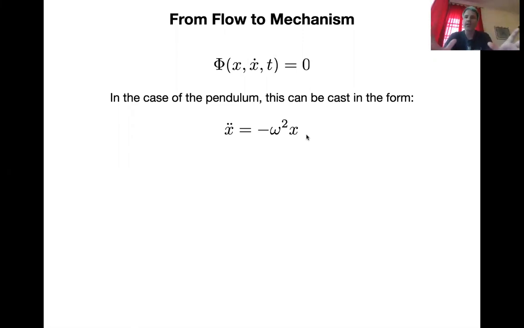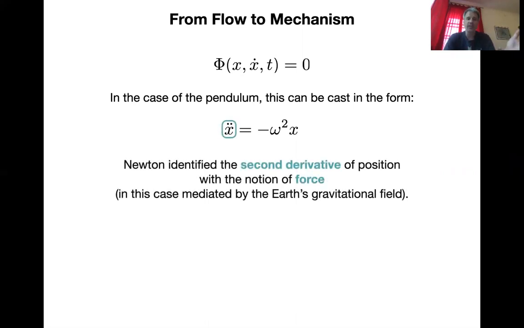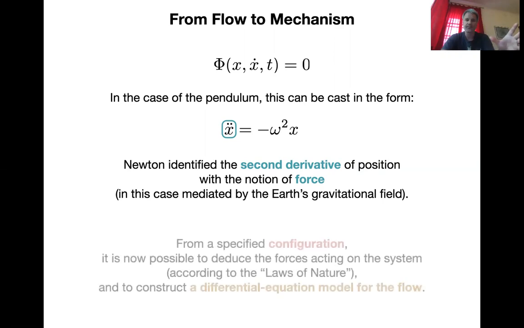This sort of equation is just based on observation. It's a differential equation. And Newton identified the second derivative of position with the notion of force. Okay? So in this case, he could then relate Galileo's model of the pendulum with his own general theory of gravity. So basically, he could relate the pendulum's behavior to the gravitational field of the Earth. That's a sort of classical covering law explanation. It fits into the general law of gravitation.